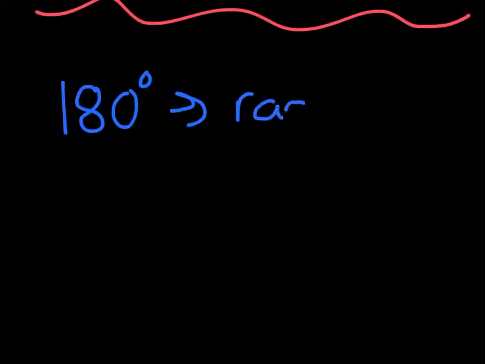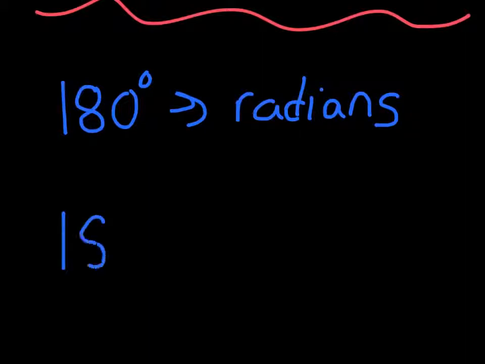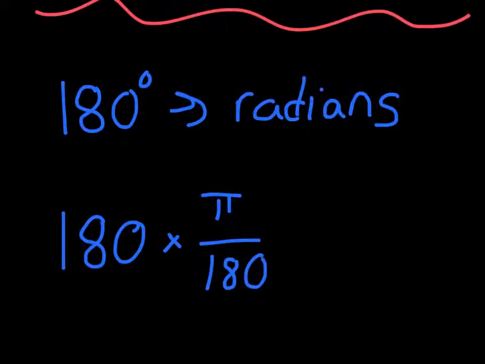Let's say you have 180 degrees and you want to go to radians. What we would do is take our 180 degrees and multiply that by pi over 180. The 180 over 180 cancel, and that just leaves us with pi radians.